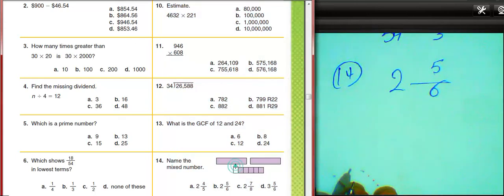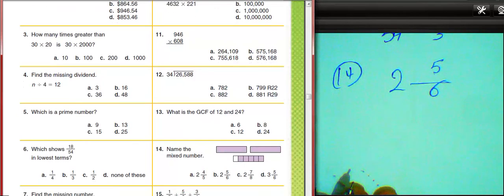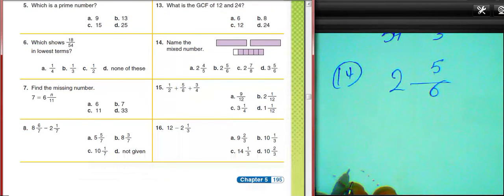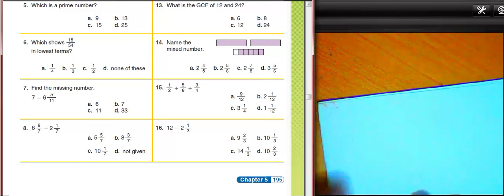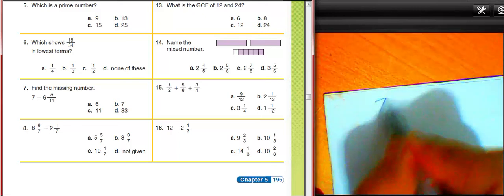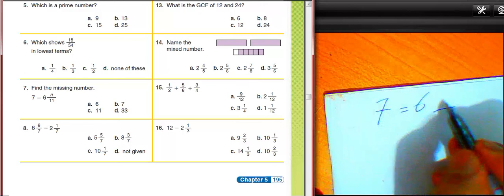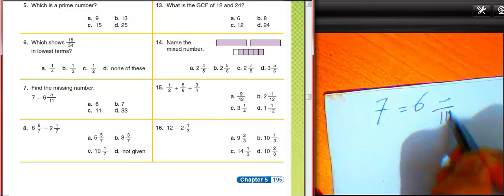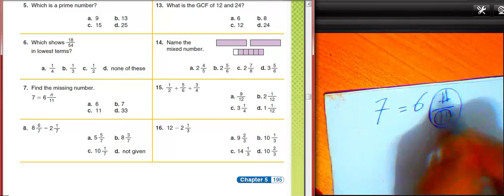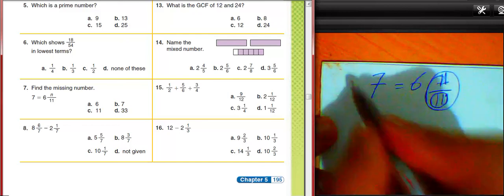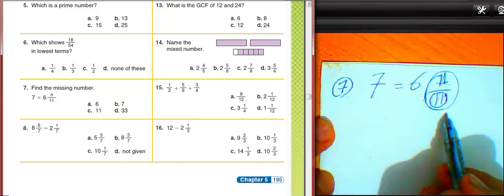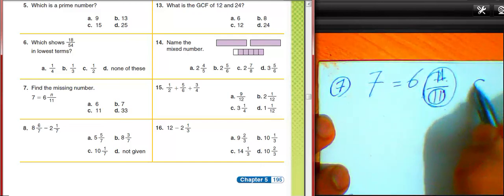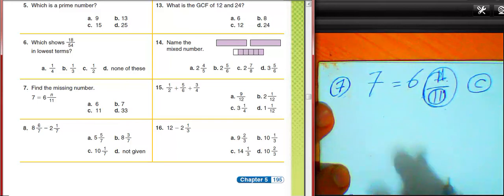Okay, complete with me. Question number 7. Find the missing number. 7 equals 6 and space over 11. We must write 11 here because 11 divided by 11 equals 1. Again, 7 equals 6 and 11 over 11. So we must choose letter C. Write 11.